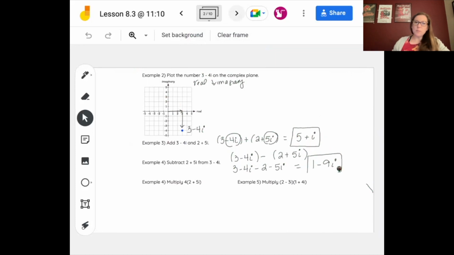We also can distribute and multiply using our imaginary numbers. So I can multiply 4 times 2 plus 5i by multiplying everything by 4. So 8 plus 20i.